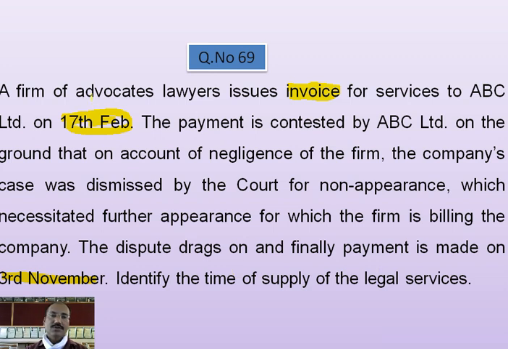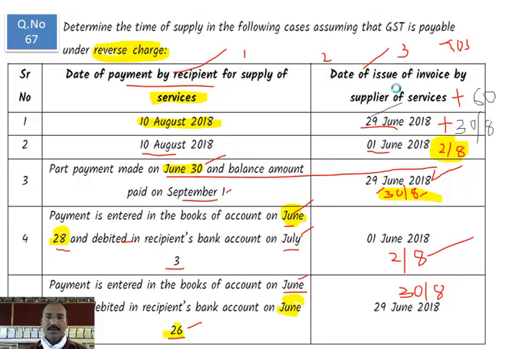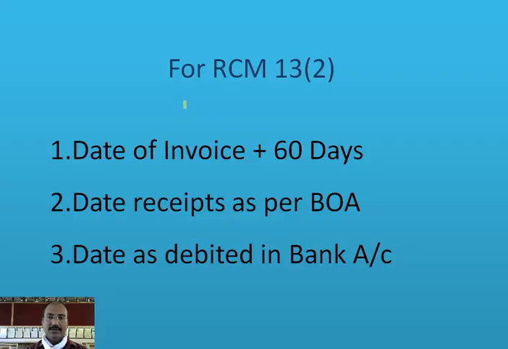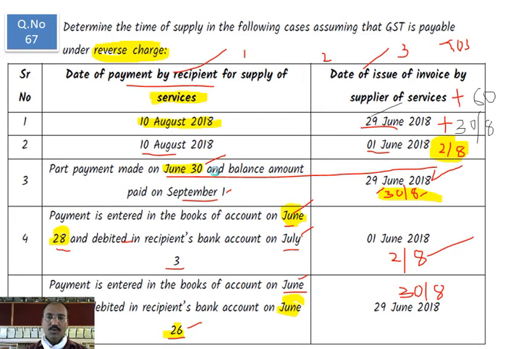I think all of you know that advocate services come under which case? This was supplier of service, and this ABC Limited is the recipient of service. This was a reverse charge mechanism. So what is the reverse charge mechanism concept? Very simple, date of issue of invoice. If you read this one, you will get the idea. This one, reverse charge mechanism base. Date of issue of invoice, 60 days, or the payment date.